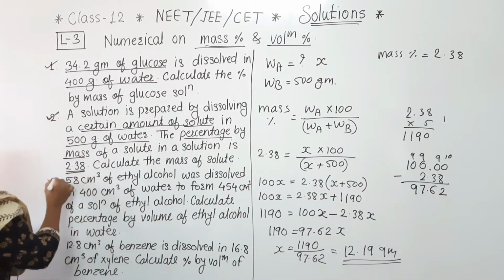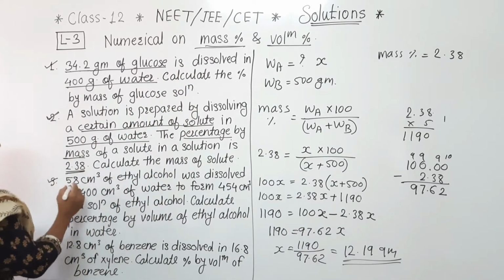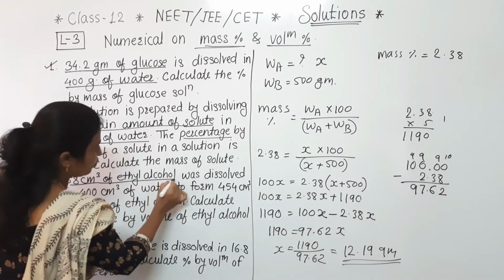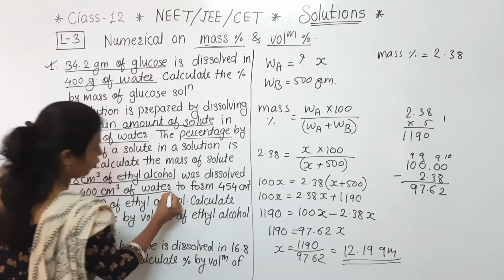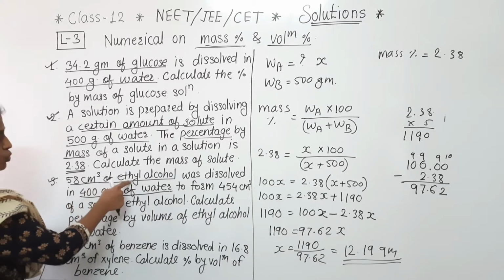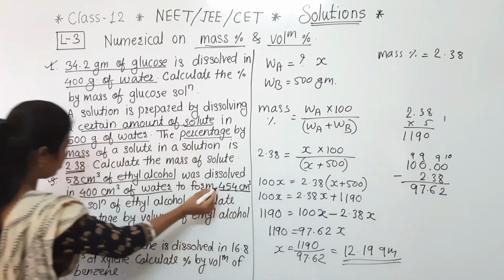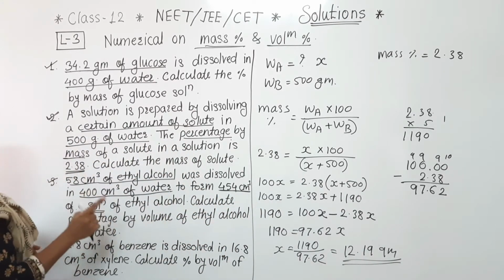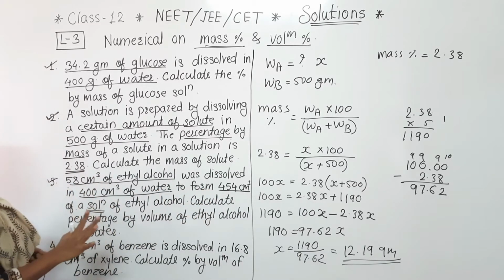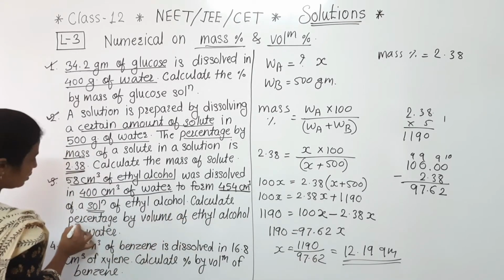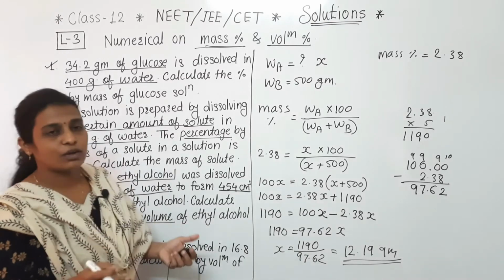Now what is that third numerical? See, it is based on the volume percentage, third and fourth one. So in that, see, 58 centimeter cube of ethyl alcohol was dissolved in 400 centimeter cube of water, to form 454 centimeter cube of solution. Means here they have given volume of solute, volume of solvent, as well as volume of solution. What we have to calculate? We have to calculate the percentage by volume. So how to calculate and what is the given data? What is the formula? That we will discuss now.